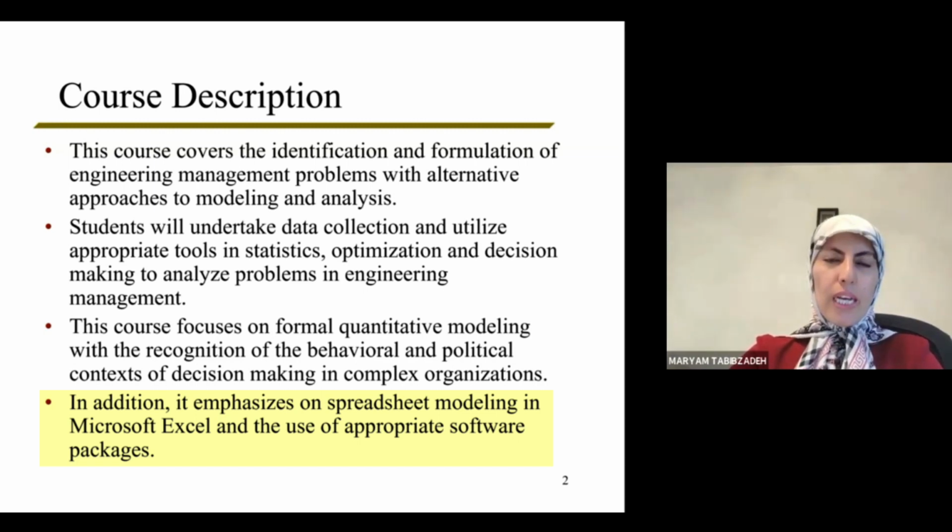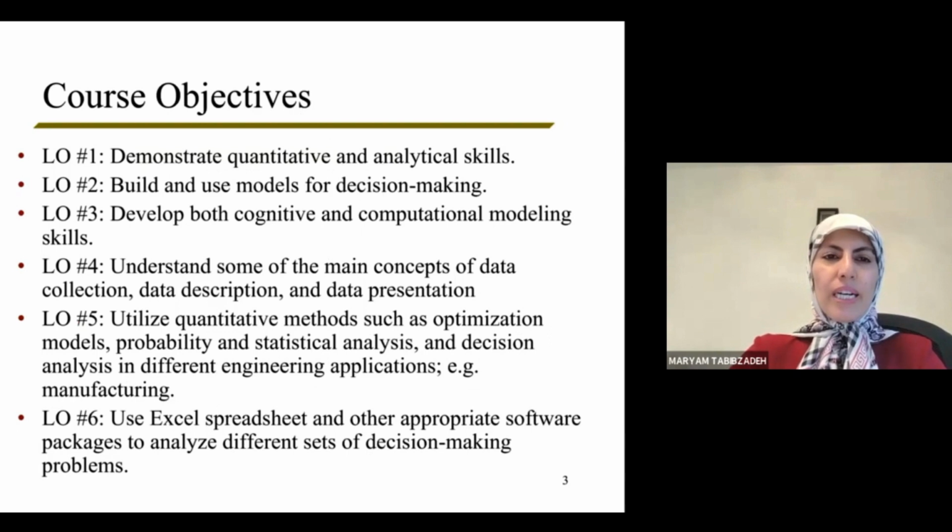Mainly, we use Excel for some aspects of data assessment, also for optimization frameworks that we use Solver in Excel for our analysis. And also when we talk about the statistical analysis, the data analysis tools that are available through Excel for hypothesis testing are also introduced in this course. So based on that, these are the major course learning objectives.